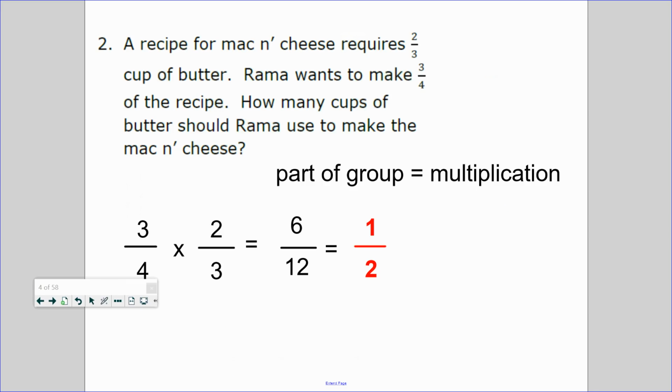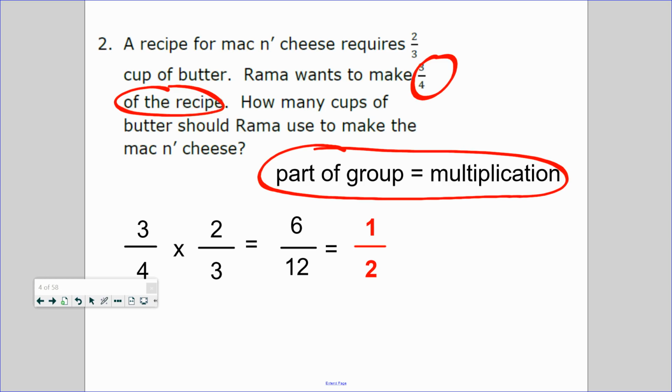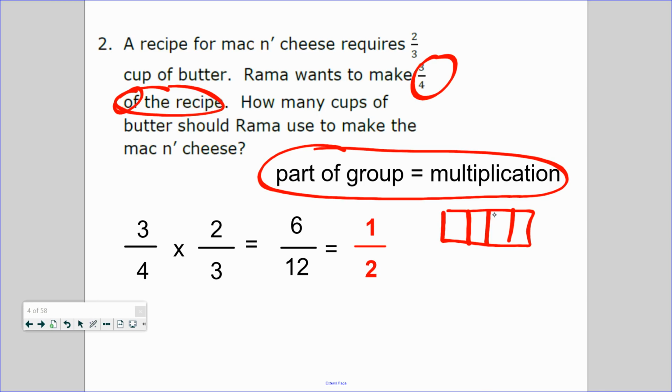Number 2, a recipe for mac and cheese requires 2/3 cups of butter. Rama wants to make 3/4 of the recipe. Does she want to make the entire recipe? No, she does not want to make the entire recipe. She only wants to make part of the recipe. If you're making part of something, you are multiplying. You're not making the whole recipe, you're making a fraction, because 3/4 is part of the recipe. So what is 3/4 of 2/3?